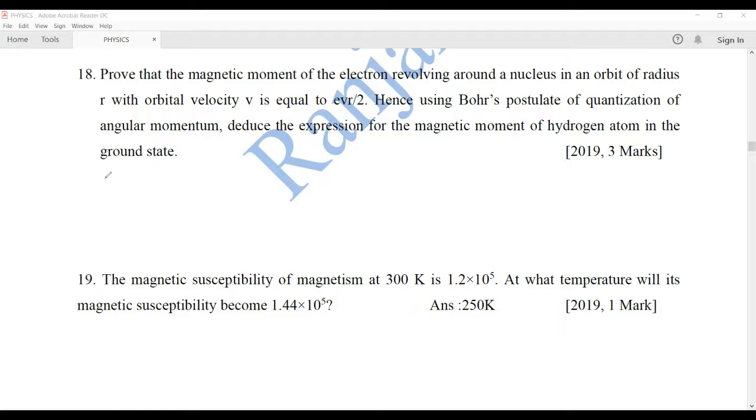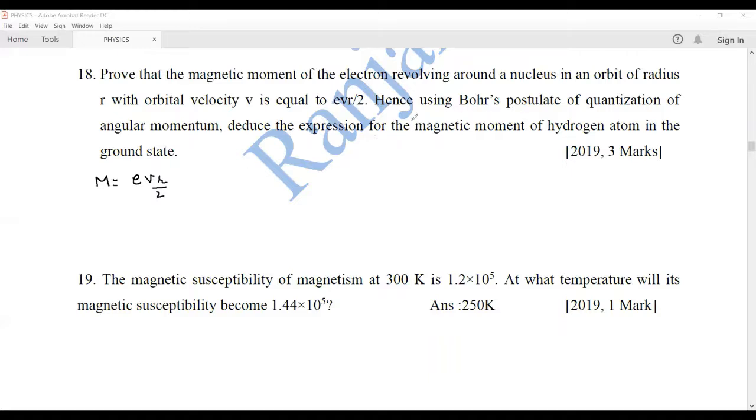Question number 18. Prove that the magnetic moment of the electron revolving around the nucleus in an orbit of radius r with orbital velocity v is equal to evr upon 2. This we have already derived in the previous videos, so you can refer from there. The magnetic moment for an electron which is revolving around the nucleus is given by evr upon 2.